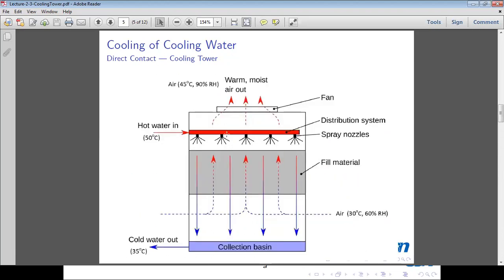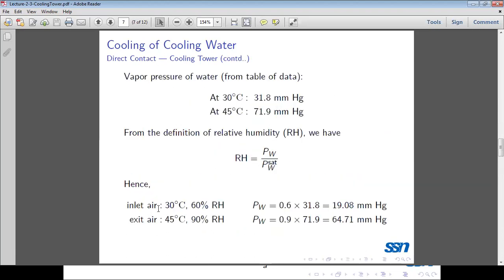There are a lot of other connections here. Inlet air is at 30 degrees Celsius with say 60% relative humidity, and let us assume the exit air is at 45 degrees Celsius with 90% humidity. Definitely the humidity is getting raised because there is a chance for this air to get saturated, because there is a direction of mass transfer. So inlet air is of lesser humidity, outlet will be of higher humidity.